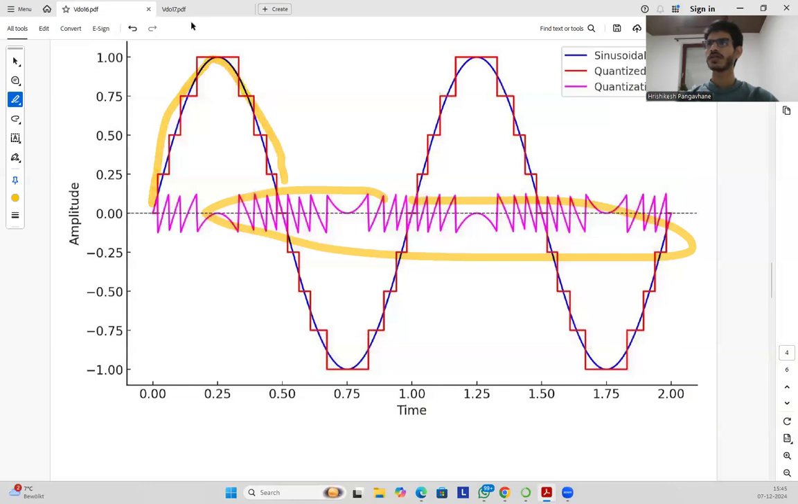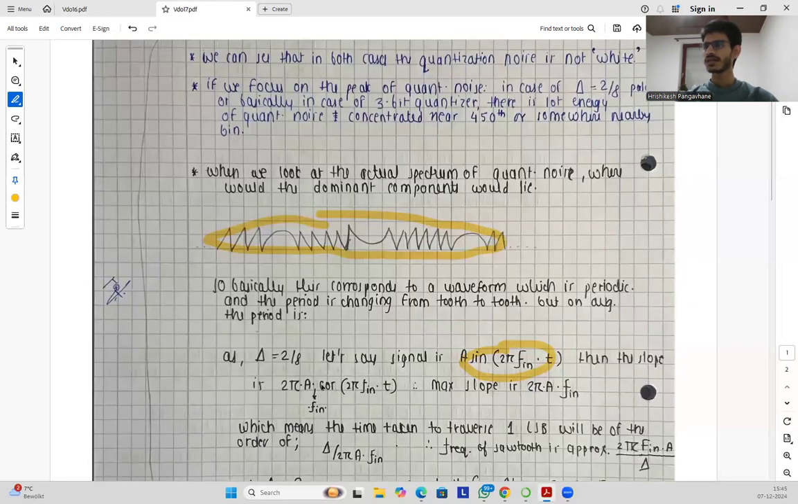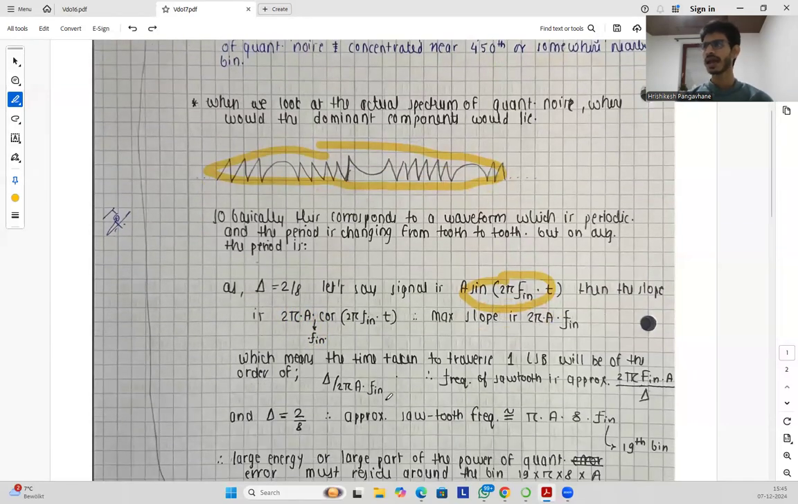So the slope of this signal is given by taking the derivative of A sin(2π fn t), which is 2π A times fn cos(2π fn t). So basically, this is a cosine function. Then the maximum slope comes out to be 2π A times fn. Which means the time taken to traverse one LSB will be of the order of Δ divided by 2π A times fn.